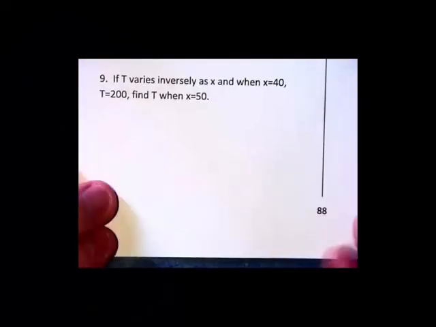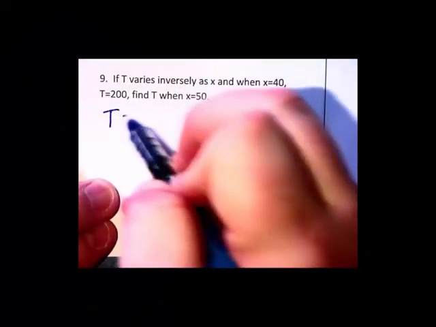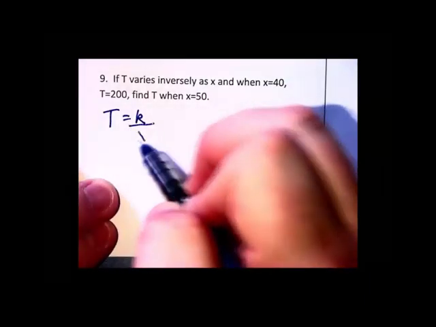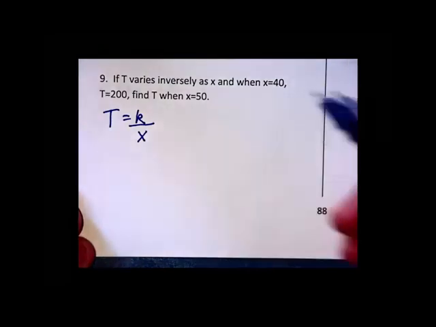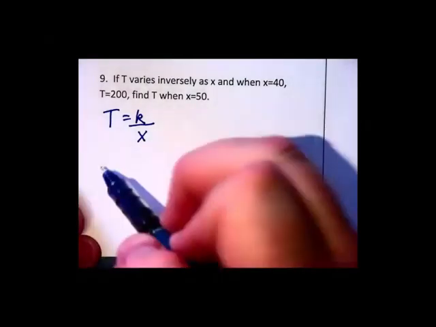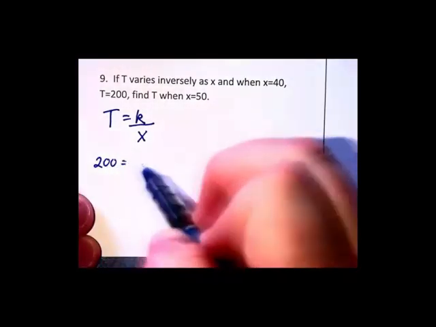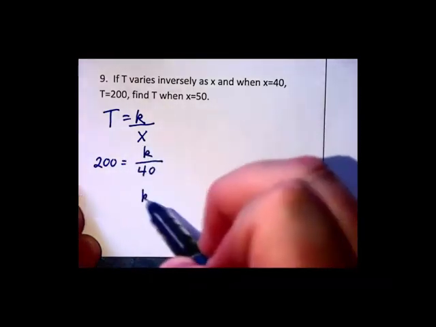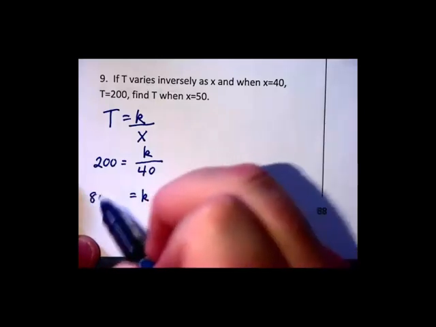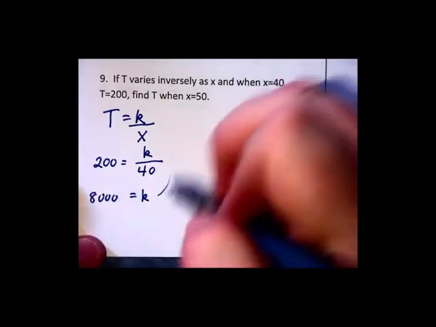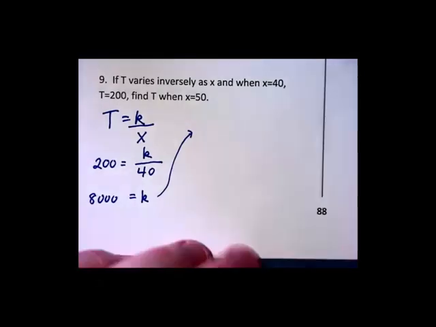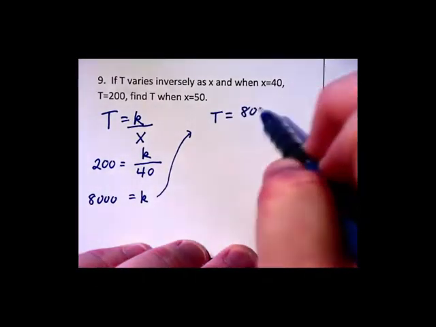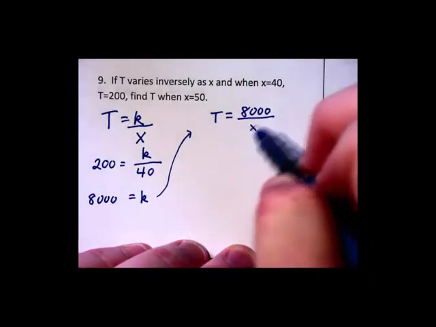See the word inverse. T varies inversely as X, so it becomes T equals K over X. And when X is 40, T is 200. So 200 equals K over 40. Multiplying each side by 40, we get 8,000 for K. Substituting that back in, we create a general equation of T equals 8,000 over X.